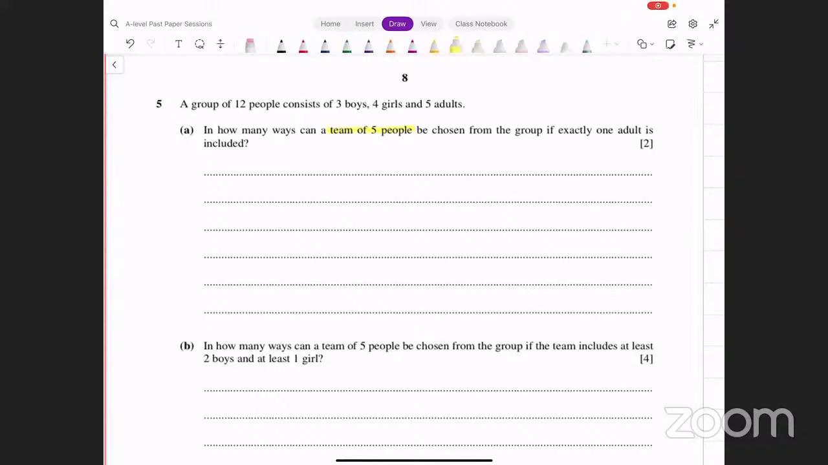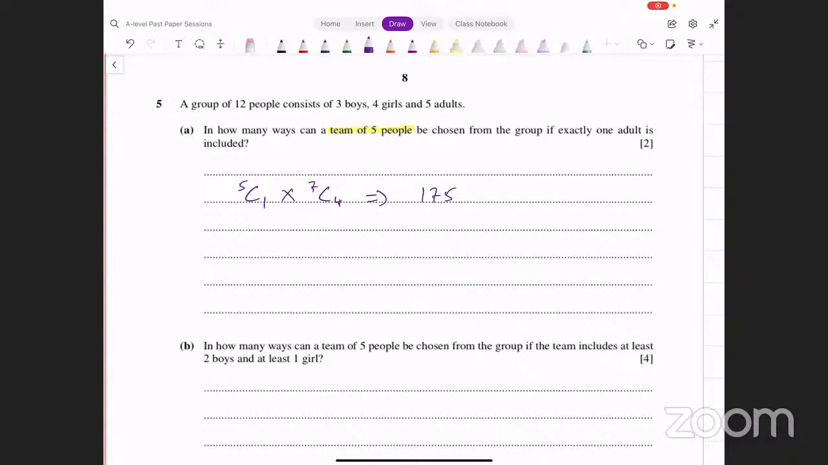Ek adult hona chahiye, sir. That means the rest are either boys or girls. So kya karenge? 1 adult, that means 5 mein se aapko 1 choose karna hai. And then the other 4 could be any of the other people, boys or girls mein se kuch bhi ho sakta hai, koi bhi ho sakta hai. 7 है आपके पास boys and girls in total. उन 7 में से आप कितने choose करने हैं? 4 choose करने हैं. That's 7C4, and that's going to give you the result. Evaluate कर लें. 5 into 7C4, that gives me 175. That's the first part. Let's move on to the next one.